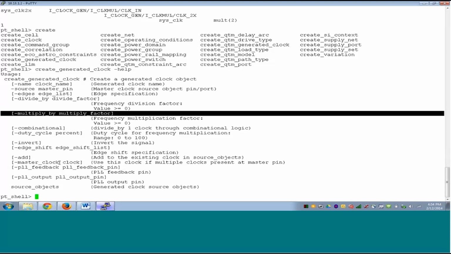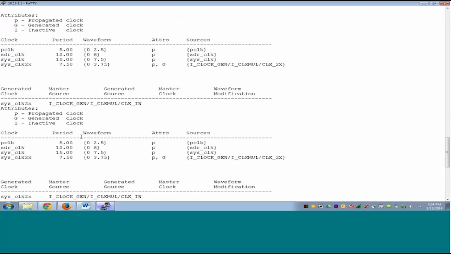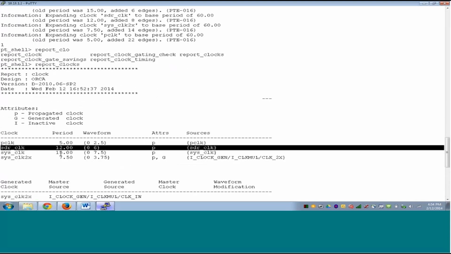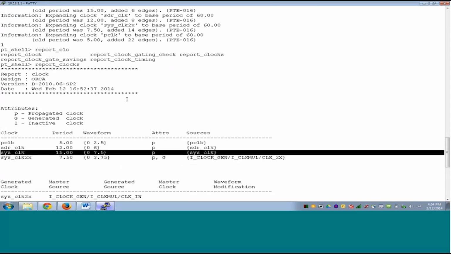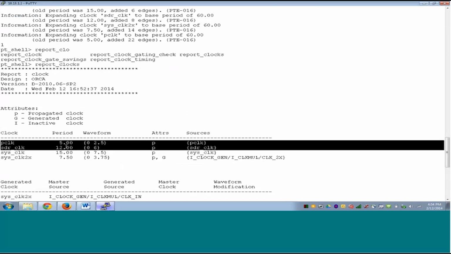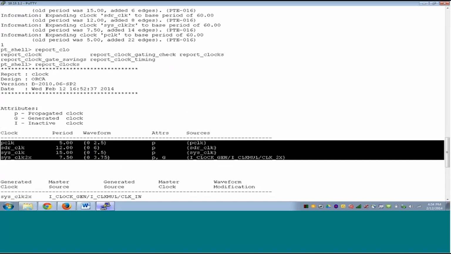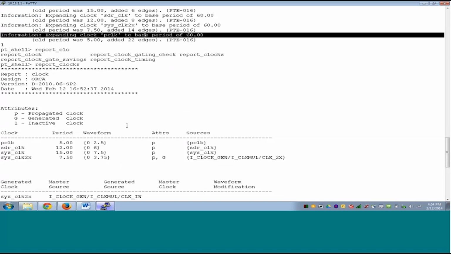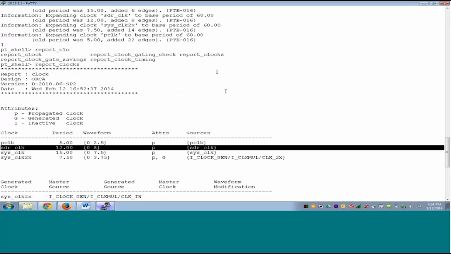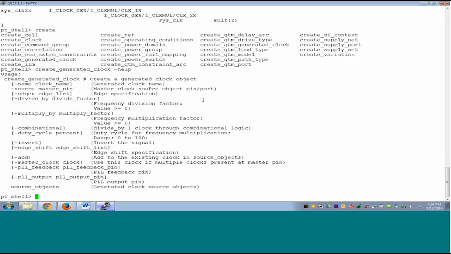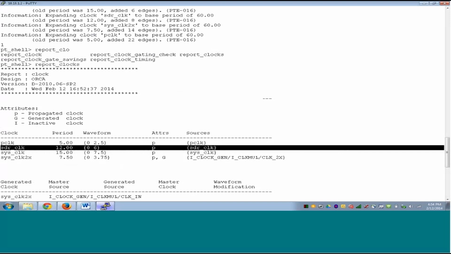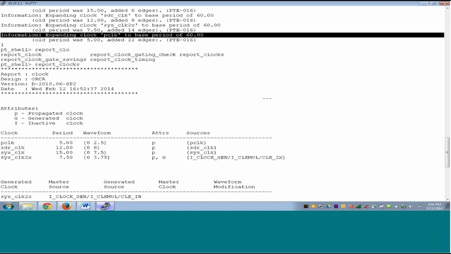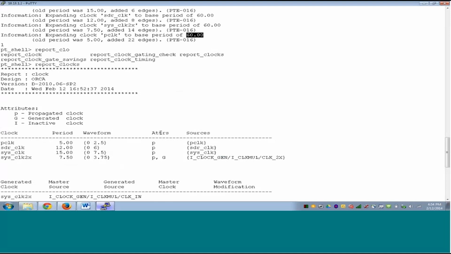Now we have 3 clocks. One period is 5, another is 12, another is 15. So it will expand each clock to the LCM of these, and the LCM of all these is 60. So it will expand it to 60. Now assume if one clock had a period like 33 or 17, the LCM will be still greater. So you have to look for these messages in update timing, expanding clock. If the clock expansion period here is too large, then you have a problem, right?